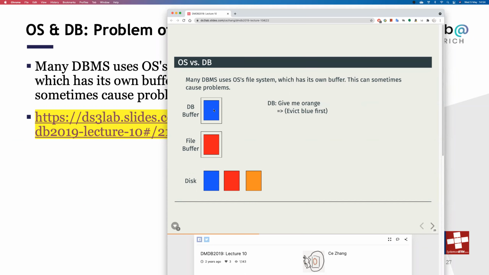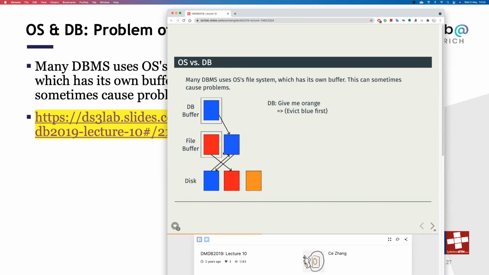Similarly, assuming you have a much smaller file buffer, if the file buffer is full, and the database says, okay, give me the orange page, and then decides to evict the blue page, what is it going to do? It's going to try to evict the blue page, right? And then it's going to trigger one miss in the file buffer. And the operating system needs to bring the blue page to the file buffer, but the file buffer is full, right? So you need to evict the red page from the file buffer to the hard drive, bring in the blue page, update it, and write it back.